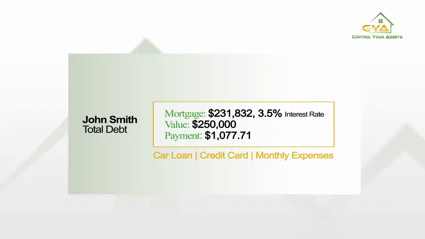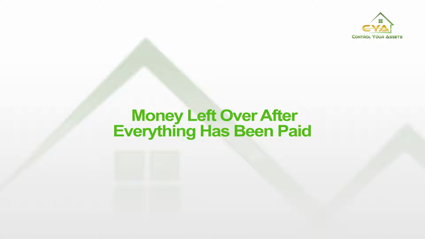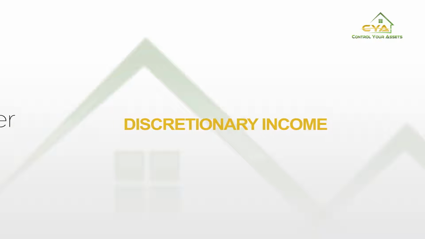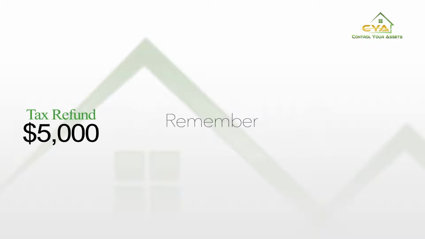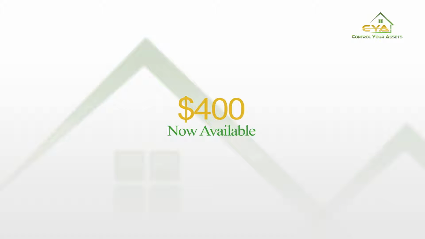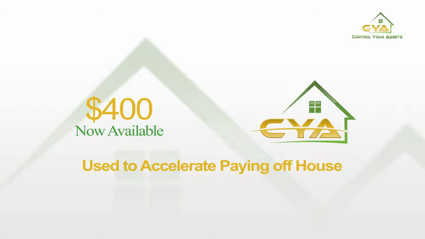The CYA Financial GPS software uses the money left over each month after all expenses and debts have been paid. The term often used to describe the money left at the end of the month is extra or discretionary income. John did not have much extra or discretionary income available for the CYA Financial GPS software to help accelerate paying down his total debt. But remember, John was receiving a $5,000 tax refund for overpaying his taxes to the government. So by adjusting John's W-4 withholding allowances, he was able to free up an additional $400 a month in discretionary income for the CYA Financial GPS software to help accelerate paying off his debt.